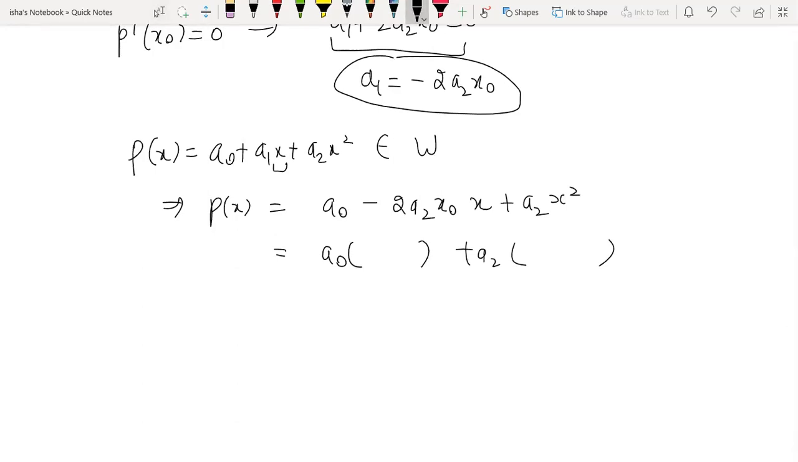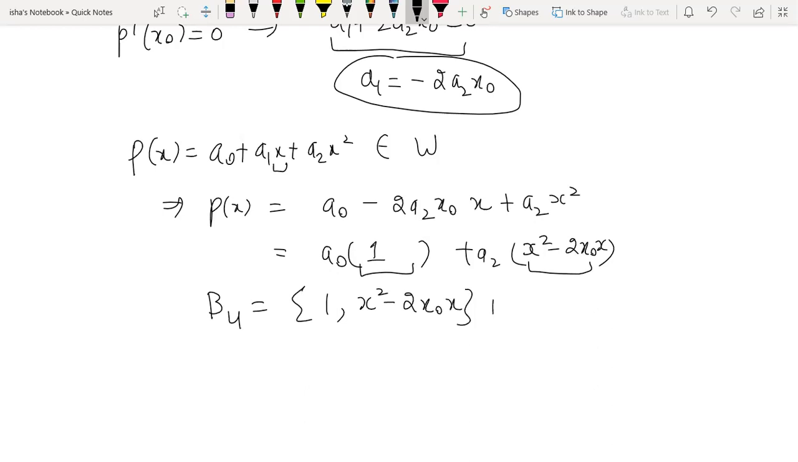Yes, so what should I write here? A naught into 1, because a naught is not getting multiplied with anything. And for a2, I will be writing x square minus 2 x naught into x. Remember, this is a very important step in this kind of question. Do not think that there are three terms, 1, x and x square. They will be present there, but you have to write it in this particular form, just like we did in the previous question. So if I define this set as say B4, what elements does it contain? This one and this one: 1, and x square minus 2x naught into x. So this is my basis of W.